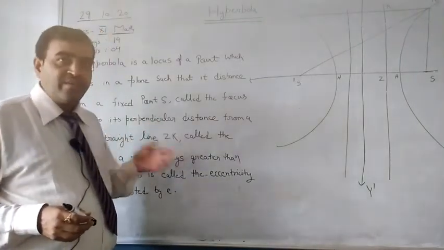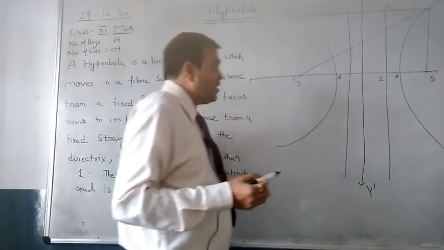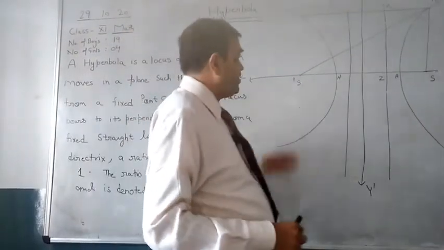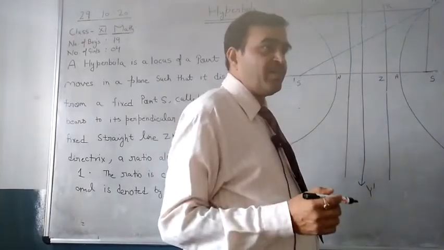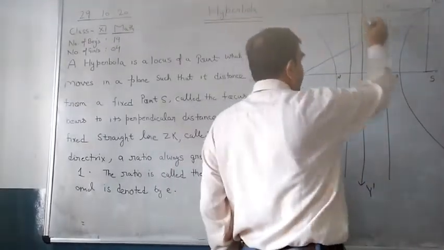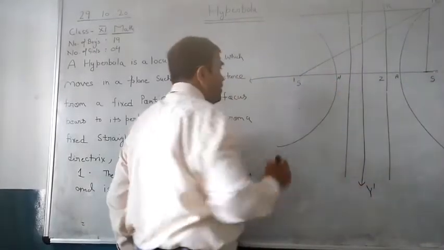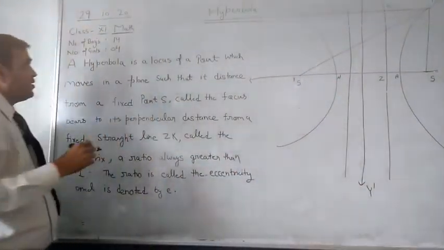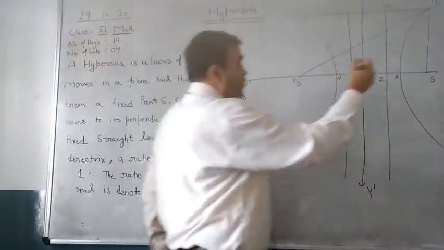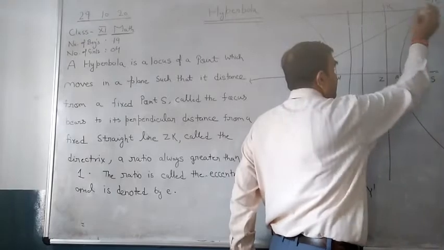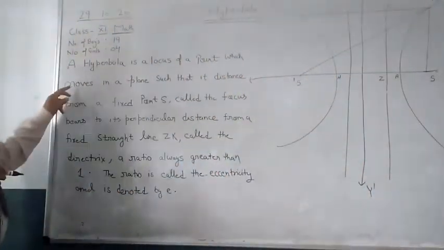According to this definition, if we trace a hyperbola, we will find such a type of graph. This is the y-axis and this is the x-axis. According to the definition, it is a locus of a point. Suppose this point P has coordinates x, y.